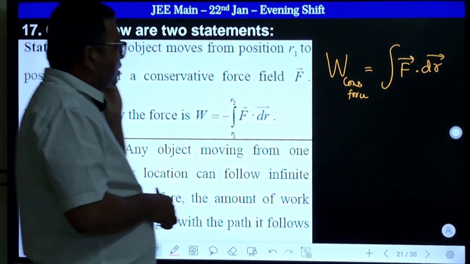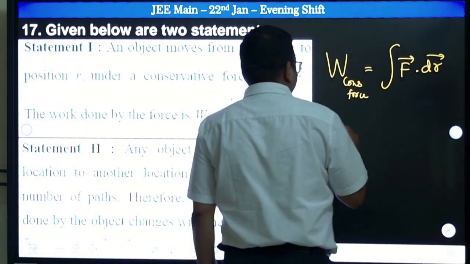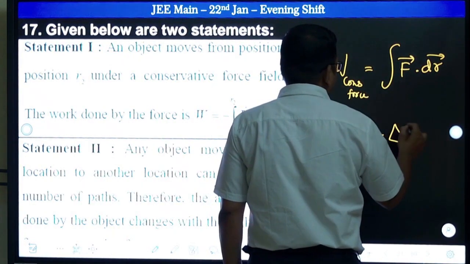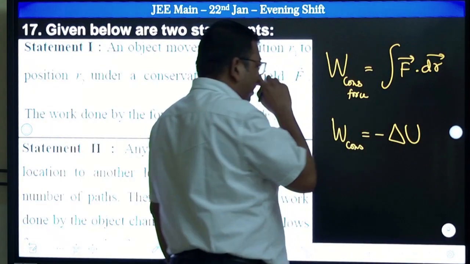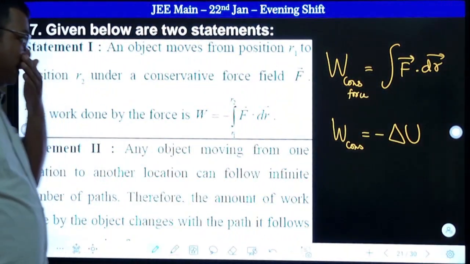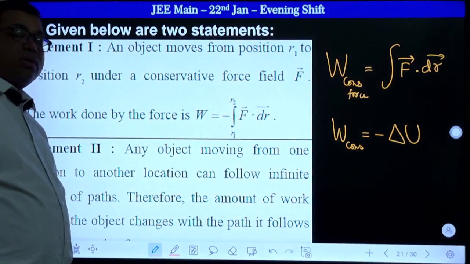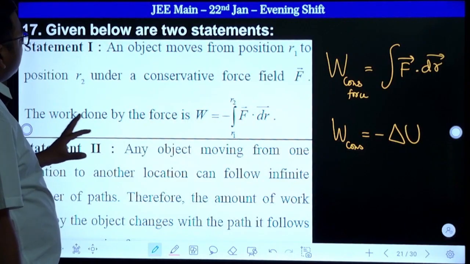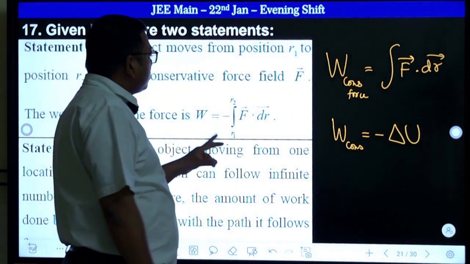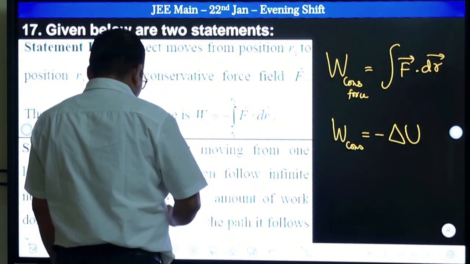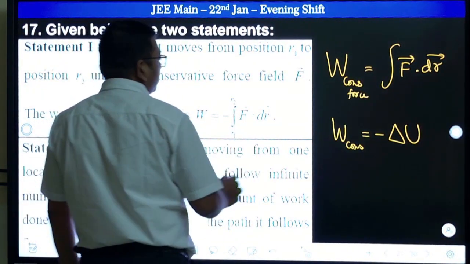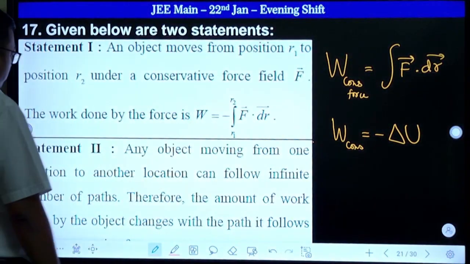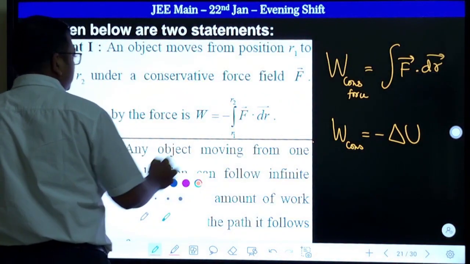But one thing we can say is that the work done by a conservative force is minus the change of potential energy, because potential energy is defined that way. So the work done is minus the change of potential. So the first statement itself is wrong. Work done by force is the integration of F dot dr, not minus. This statement is wrong, so the first statement is wrong.